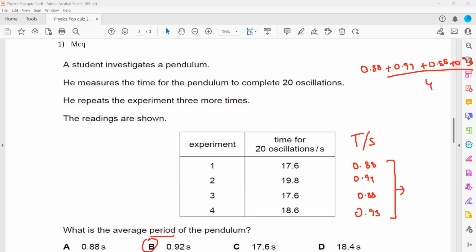Is it clear? So first we find the time period, the time to complete one oscillation. And then we take an average of the four values: we just add them and divide it by the total number.